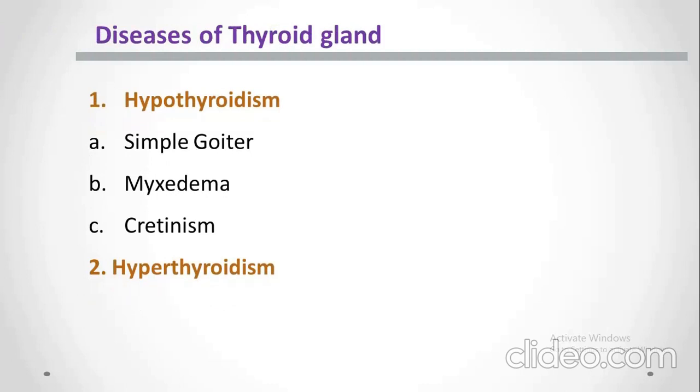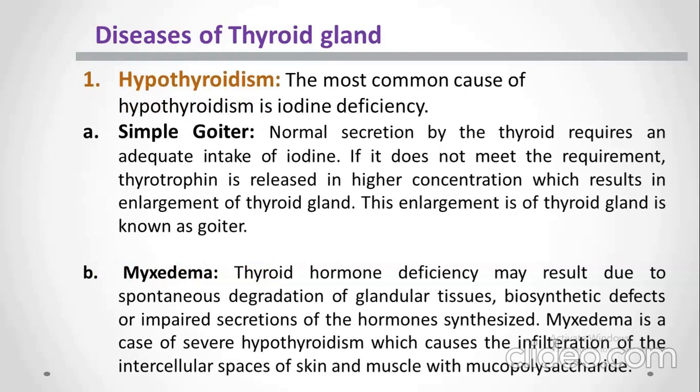Next here we discuss diseases of the thyroid gland. So mainly it will form hypothyroidism and hyperthyroidism. The hypothyroidism is further classified as simple goiter, myxedema and cretinism. So here we discuss in detail about these conditions.